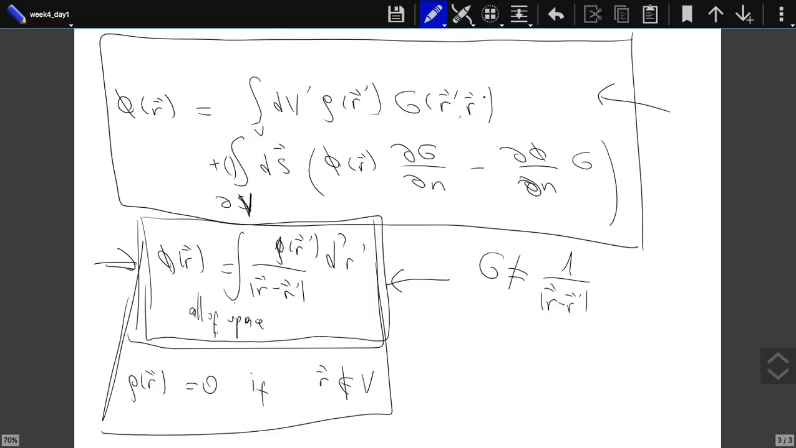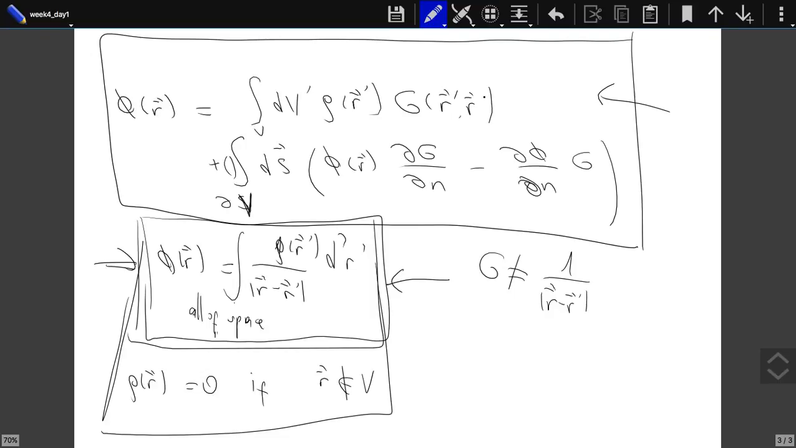But I relied on a very specific point. I said that the Laplacian of G has to be a Dirac delta. It has to be in order to arrive at this expression. But I don't know if that implies that del G over del n is proportional to 1 over R. I'm not sure about that. In the examples it is.